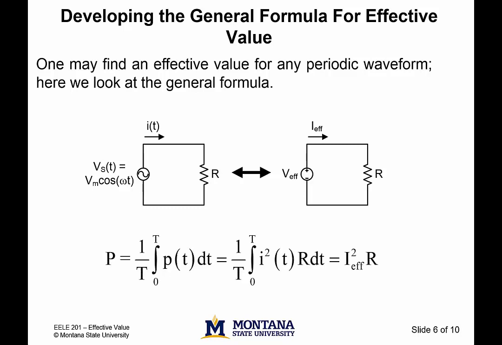Recall that the average value is found by integrating the instantaneous power over a period and dividing by the period. In the case of the circuit on the left, the instantaneous power is simply I of t squared times R. The average power for the circuit on the right is simply I effective squared times R. On the next slide, we solve for I effective.